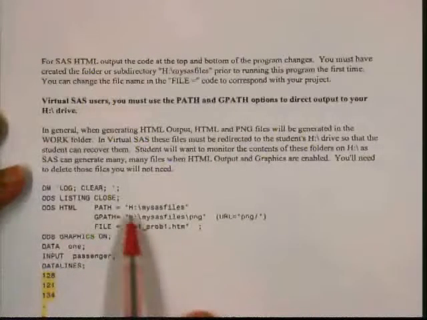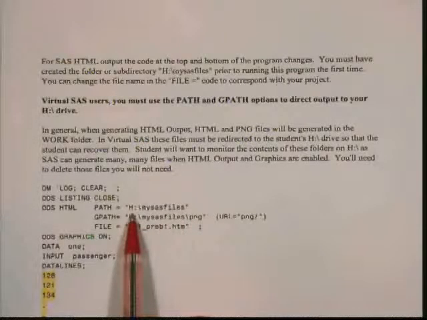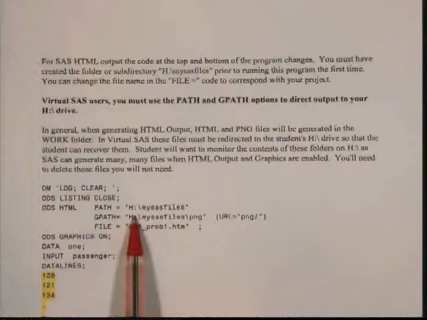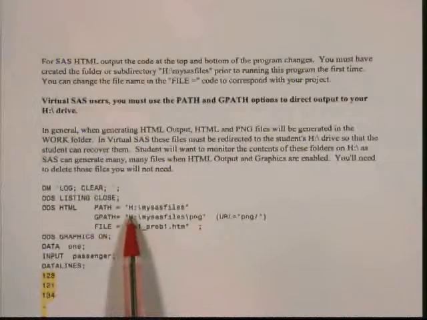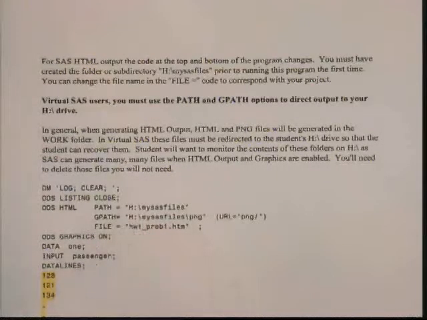All right, so whatever you have in the quotation marks here can be your choice. If you're working on a standalone installation of SAS, you could divert these to a USB storage device, whatever drive it's in. Or you could divert it to your C drive. But on virtual SAS, you have to divert it to H.